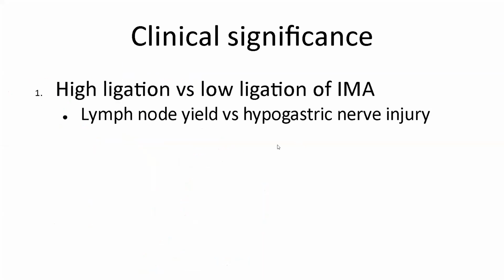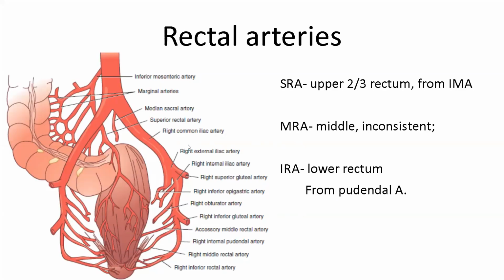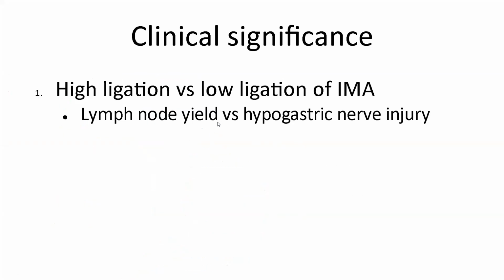Now, one of the clinical significances of this arterial blood supply to the rectum is that there is a controversy regarding high ligation or low ligation of the IMA. As we all know, high ligation of the IMA gives extra nodal yield, whereas it also puts the patient at risk of injury to the hypogastric nerve. What is said is that this can be avoided by ligating the IMA about 1.5 centimeters from the takeoff from the aorta.